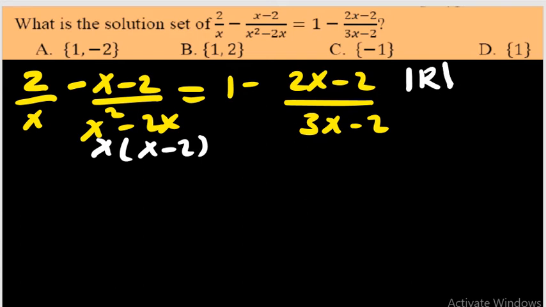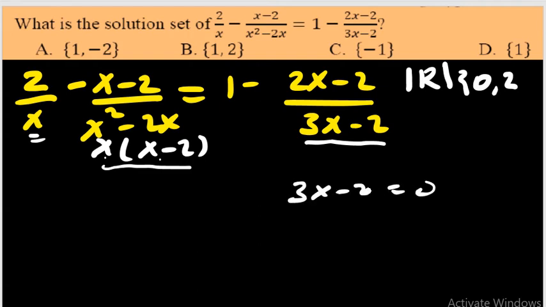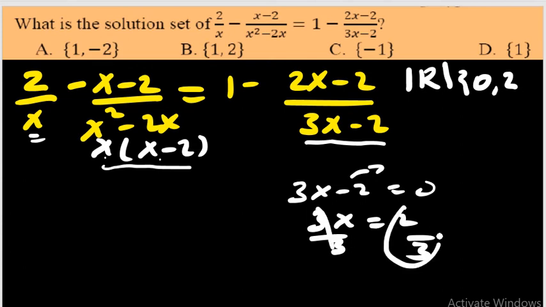The domain will be the set of real numbers, but without what? What makes it 0 is 0. And what makes this denominator 0? 0 and 2. So the 0 is already written, and 2. And what makes this 0? It will be 2 over 3. You can solve it: 3x minus 2 is equal to 0. Shift the 2, so 3x is equal to 2, then divide by 3 both sides. So the number 2 over 3 will make this denominator 0, so that's going to be excluded.